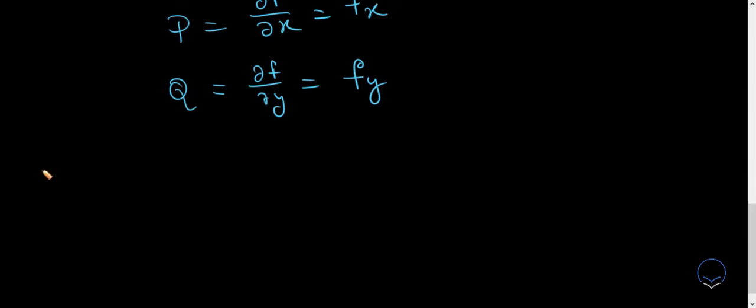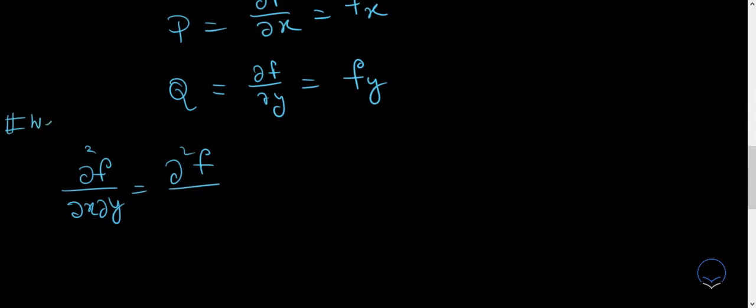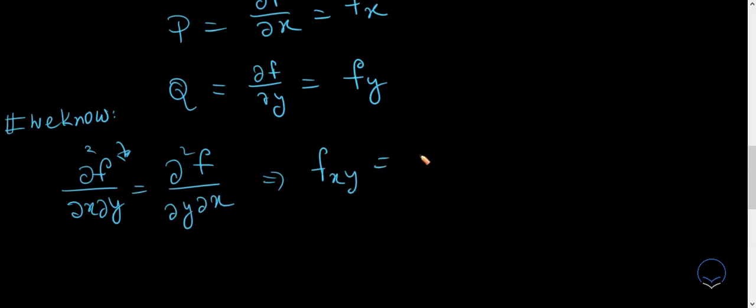We know from our calculus that the second derivative, that is the mixed derivative part, are same under the switching of order of differentiation. So if I write it mathematically, we already know this identity, right? Or you can write it as f subscript x y equals to f subscript y x.